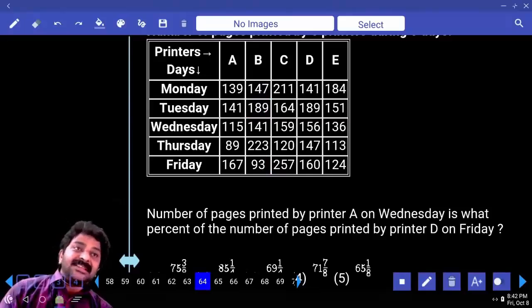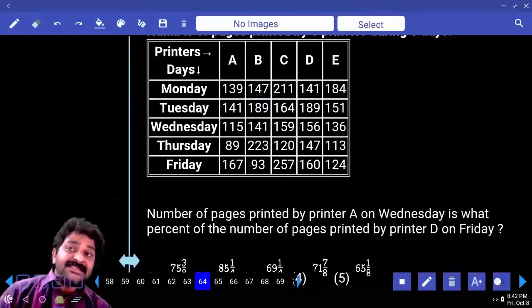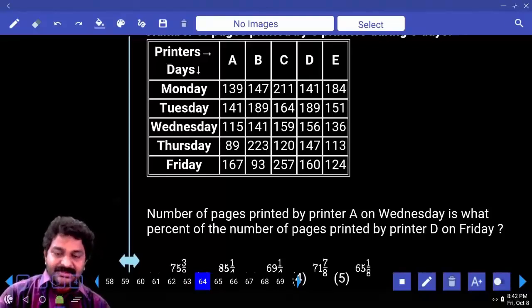Don't go for last digit verification if your denominator is 5. If your denominator is 5, you can decide whether it is even or odd. That's all. Don't go for last digit verification.